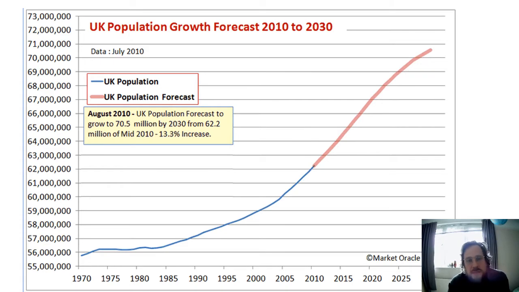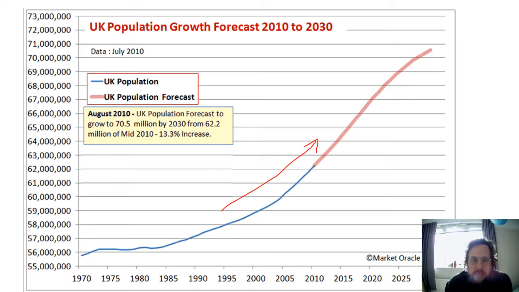First, we need to think about what's happened to the UK's population. So here we have a line graph showing us the population growth of the UK since 1970. When we're analysing a graph like this, we need to look and think about which way is the line going. So the line is going generally up.